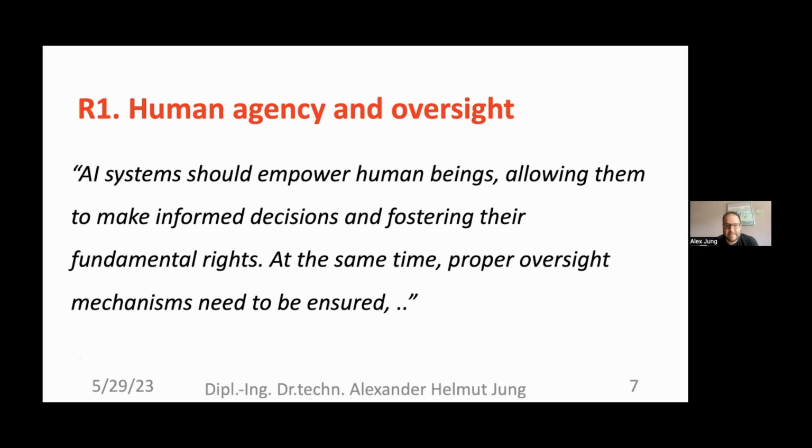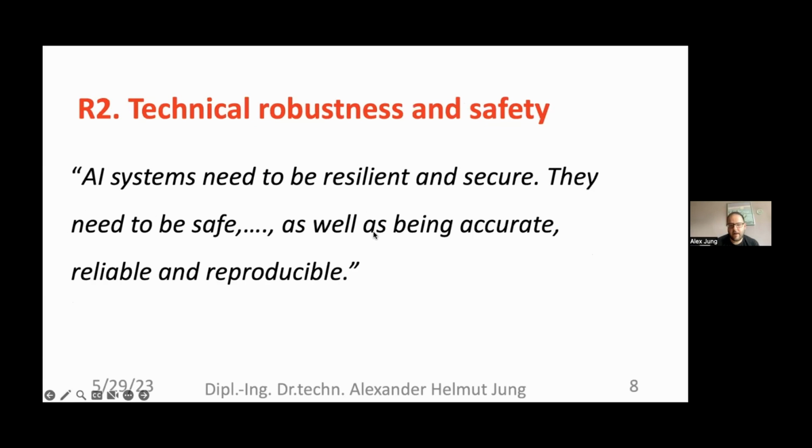So requirement 1 is human agency and oversight, which I cite here from this high-level expert group document, which I put the link to in the slide. Here it says AI systems should empower human beings, allowing them to make informed decisions. At the same time, proper oversight mechanisms need to be ensured. So we must have some way to have oversight, to somehow know what is going on. And I will show you how we could do this with GTV minimization.